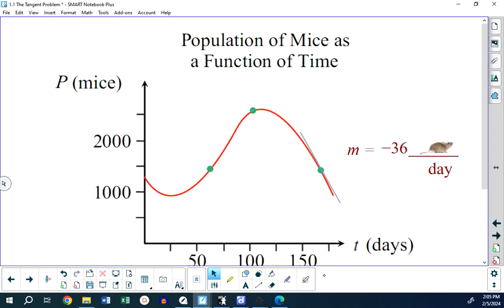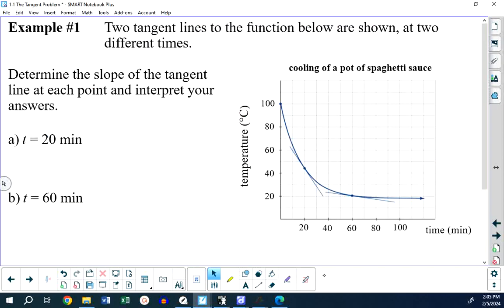And of course, if the slope is negative, then the rate of change of mice with respect to time is negative. So we have a bit of a warm-up here. I know it's example 1, but it is really a warm-up to the main show. Two tangent lines to a function are shown below. Can you make sure that you have a tangent line at 20 for x and at 60? Because I had 2 different sets of problems at one time. Okay, good. So determine the slope of the tangent at each point and interpret your answers.